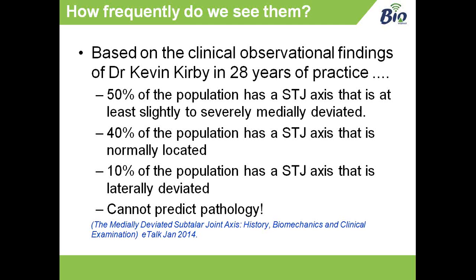He then went on to say probably 40% of the population, or his clinical population, had an axis which was normal, and then just 10% had a subtalar joint axis which was more laterally deviated. What he did specify here was it cannot predict pathology. So there seemed to be no rhyme nor reason as to what patients came in with which pathologies, even if they all had a medial axis. So it still seems as if everyone's different. As I say, you can't categorise it or put people in a box quite as much as you possibly want to.